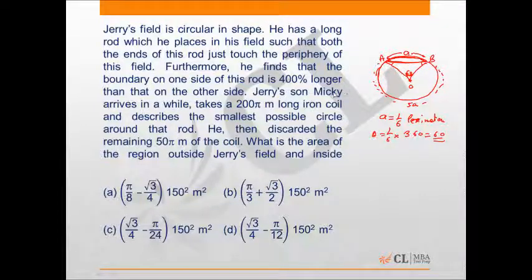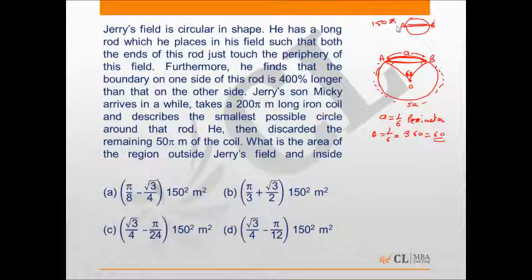Now, Jerry's son Mickey arrives in a while and takes a 200 pi meter long iron coil and describes the smallest possible circle around the rod. So around the rod AB, he describes the smallest possible circle. So AB has to be the diameter in that case. He then discarded 50 pi meter of the coil. That means he uses 150 pi meter length to form this circle.